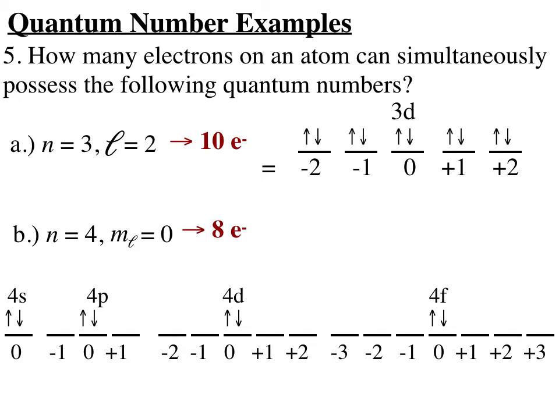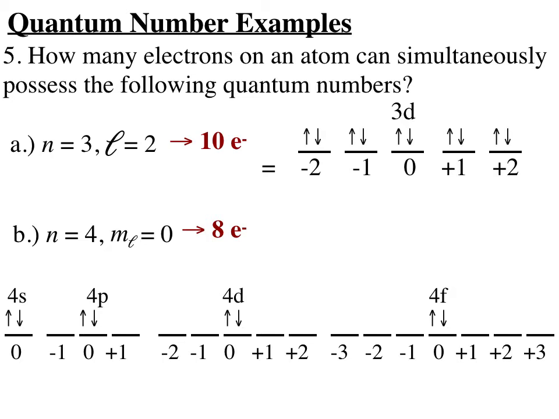Let's explore several examples where I give you the quantum numbers and you tell me how many electrons could possibly simultaneously possess those quantum numbers. In question 5a, I ask how many electrons on an atom can simultaneously possess the quantum numbers n equal 3 and L equal 2. First of all, we should note that they are valid because L can range on orbitals of up to n minus 1.